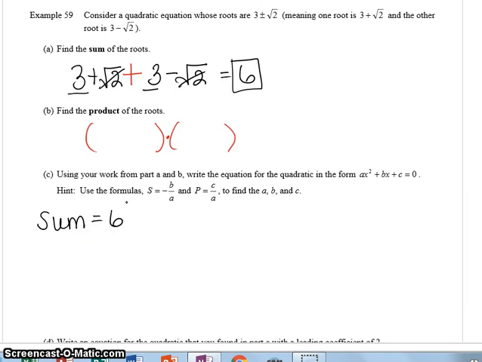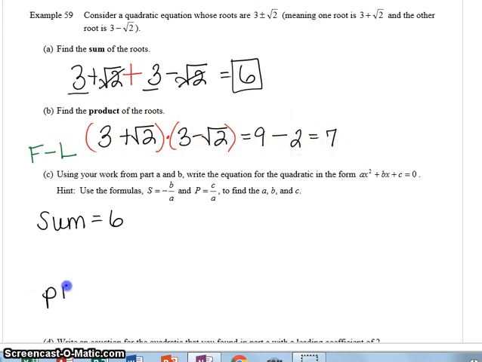All right. My product, 3 plus radical 2 times 3 minus radical 2. The shortcut when they are irrational conjugates is first minus last. So my first terms are 3. I multiply them. Remember, F and L is only from FOIL. So when I multiply my first terms only, I get 9. And it's always minus. Why? Because one's positive and one's negative. And radical 2 times radical 2 is just a 2. And I get 7. So now I know my product is equal to 7.